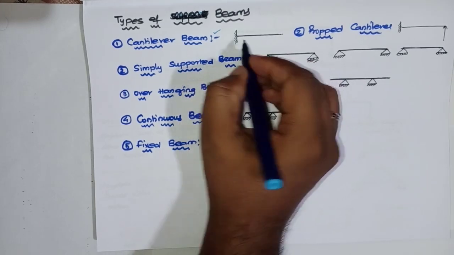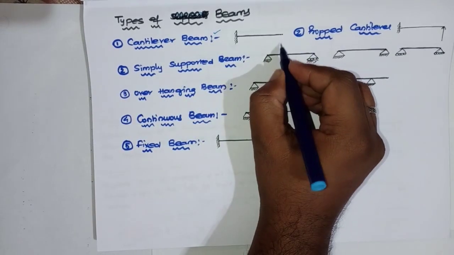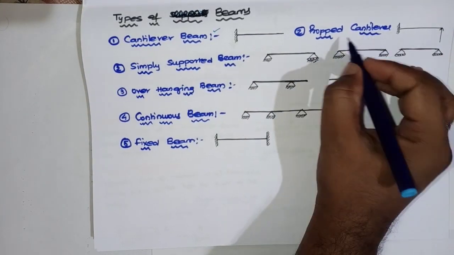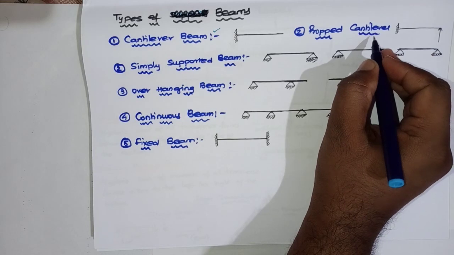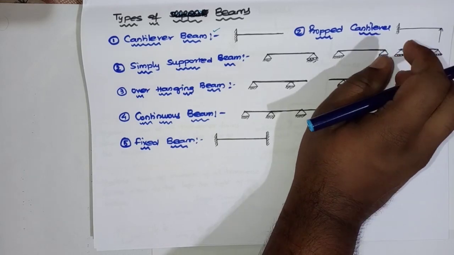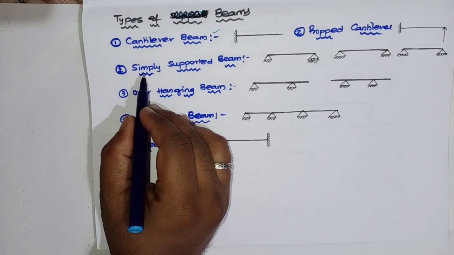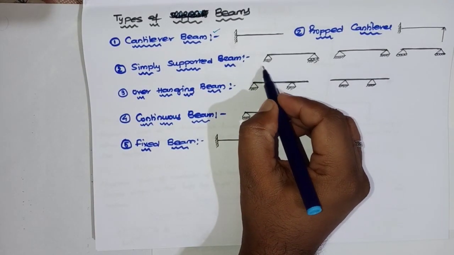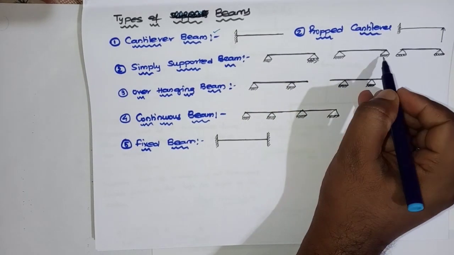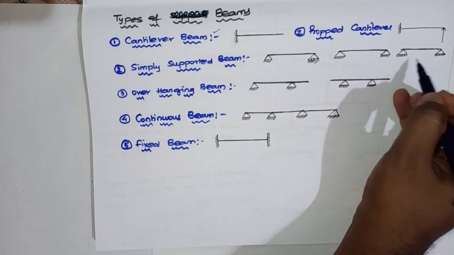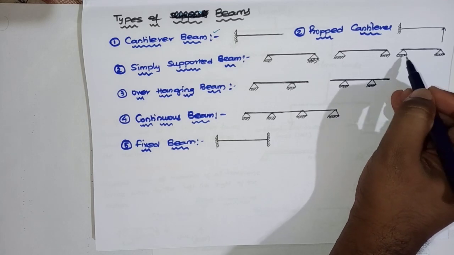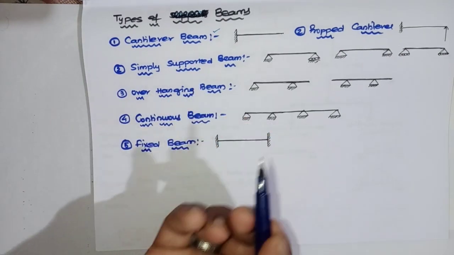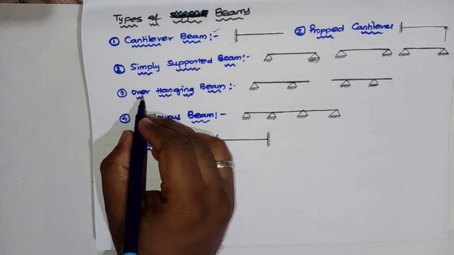Next, if in the same cantilever beam I give some support, a support reaction here, then it becomes a propped cantilever, which is an indeterminate structure. Next, the simply supported beam: at either end the support may be a hinge and a roller, or both hinges, or both rollers. Any beam with two supports at its ends is called a simply supported beam. Coming to the overhanging beam.